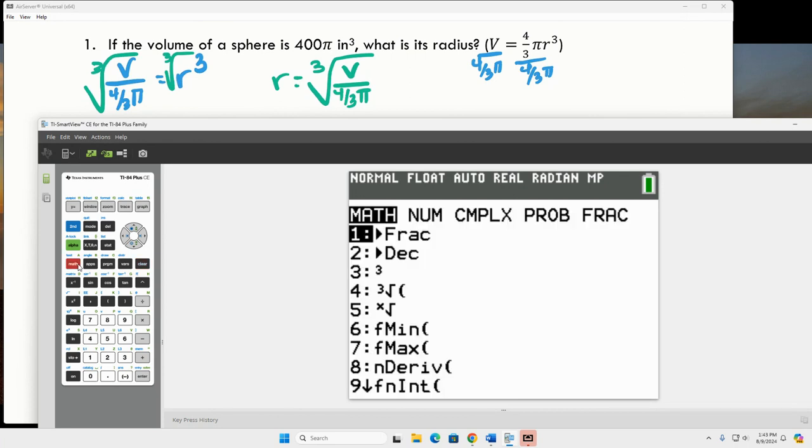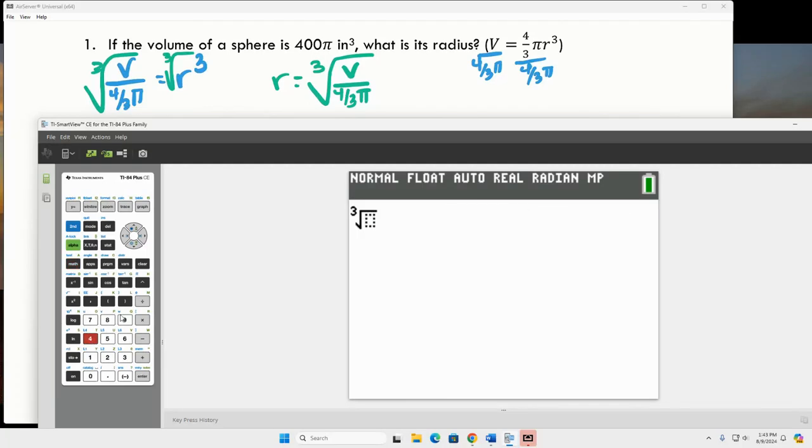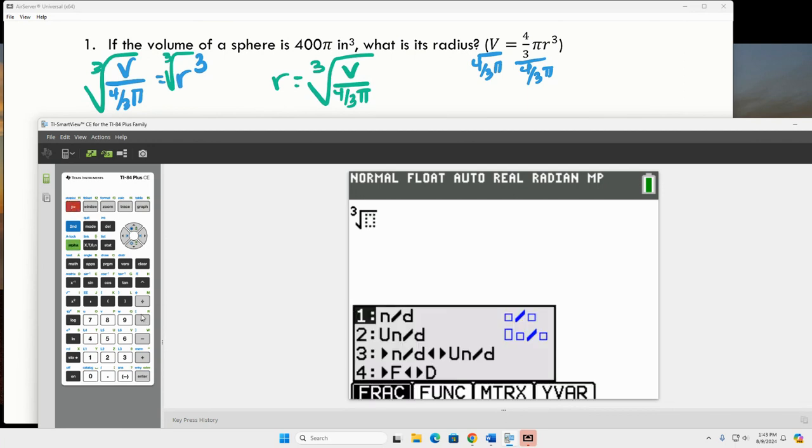You're going to hit math, and then which choice do you think it is? Well, we can do 5. Or 4. 4 is a little easier for cube root. 5, we can make it any kind of root we want, but 4 is just cube root. All right, and then we're going to do the little fraction guy.